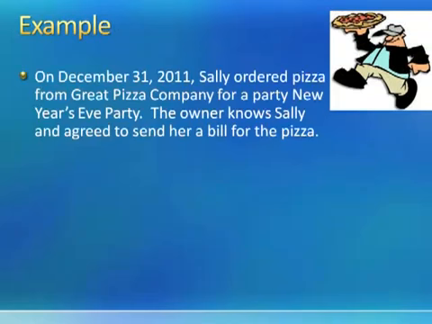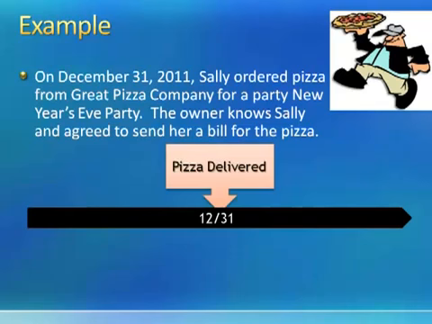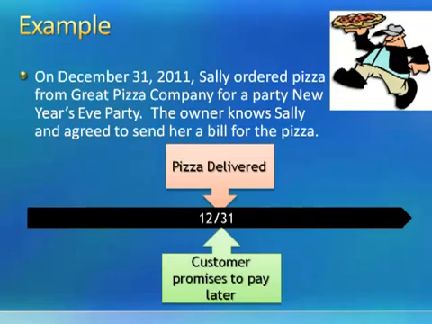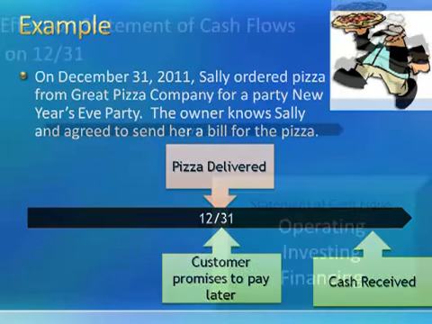Next, we have Sally ordering a pizza for a party on New Year's Eve. The owner knows Sally and agreed to send her a bill for the pizza. So on 12/31, the pizza was delivered and the customer promises to pay later. At some point in the future, cash is received.